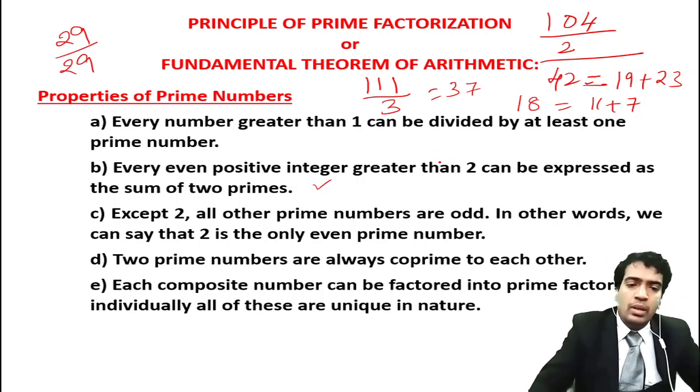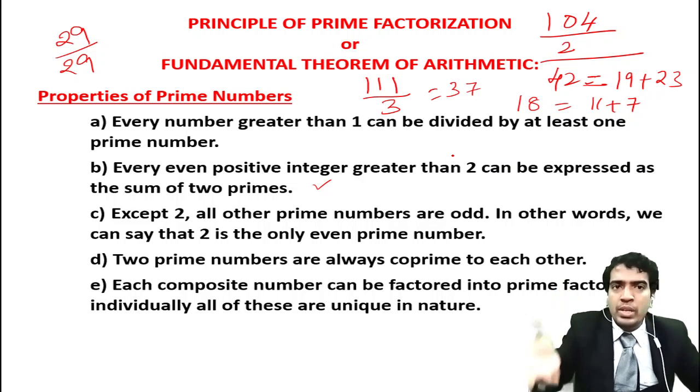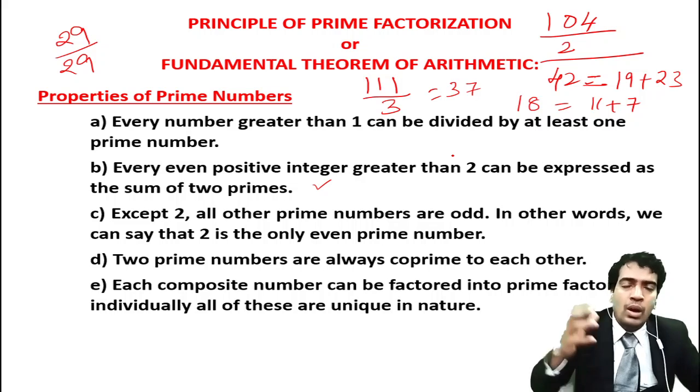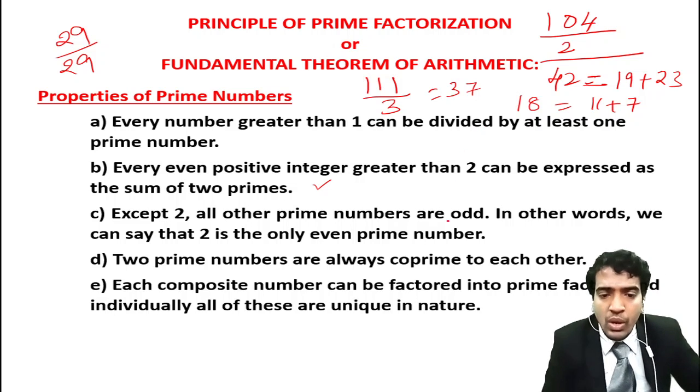What is the third point? Except 2, all other prime numbers are odd. In fact, in the entire number system, 2 is the only prime number that is even. In the entire number system, it is the only number that has that property.